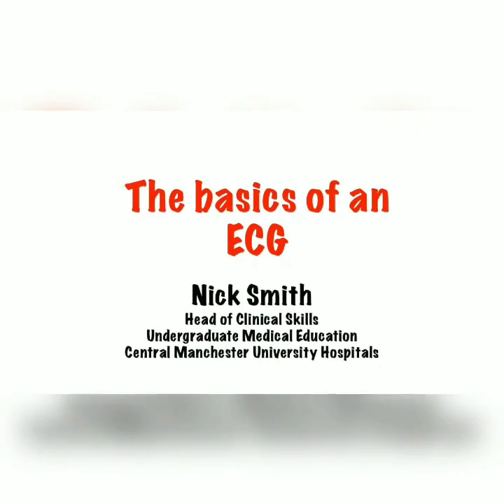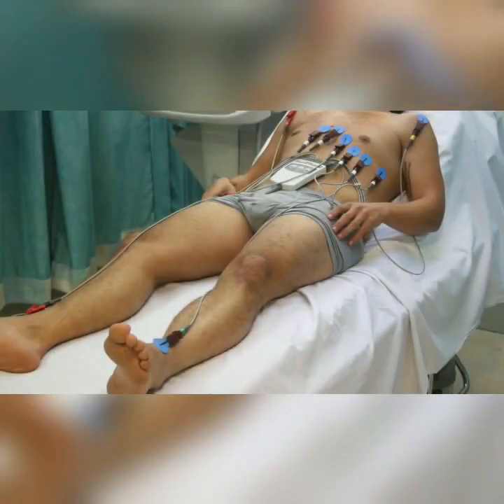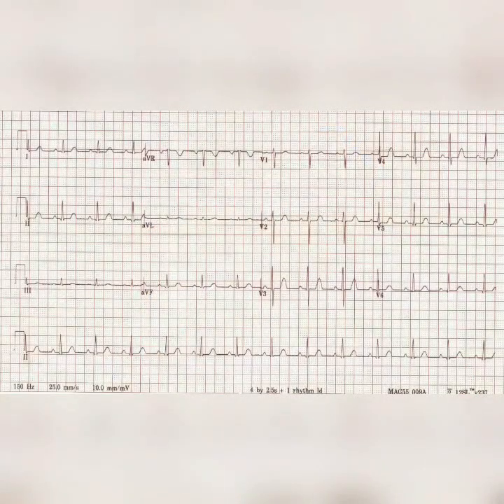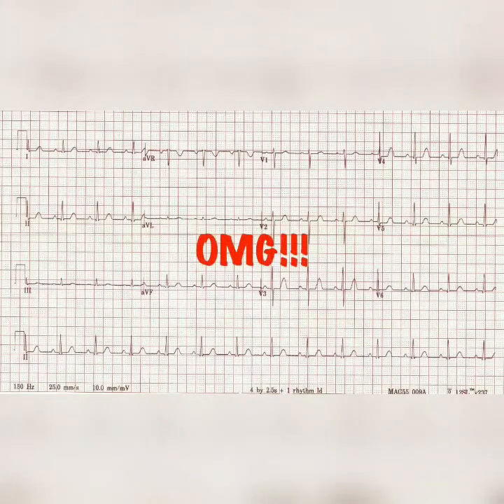Hi, my name's Nick and welcome to this short lecture on the basics of the ECG. The ECG picks up the electrical activity of the heart via a series of electrodes placed on the limbs and chest. The impulses from the heart are then turned into an electrical signal and recorded on an ECG in a series of tracings, and it's going to be your job to interpret these, so let's look at some basics.